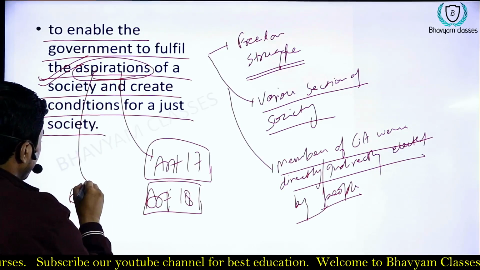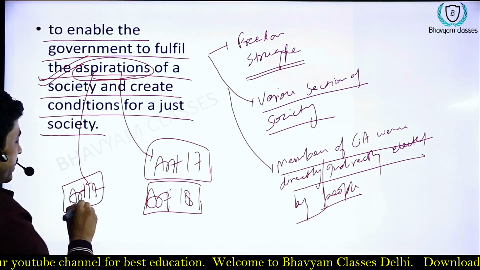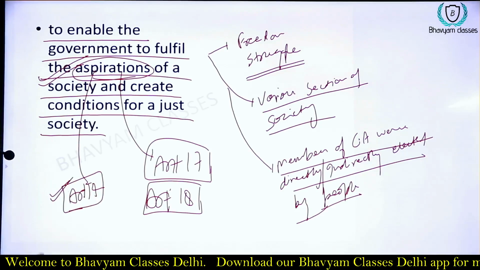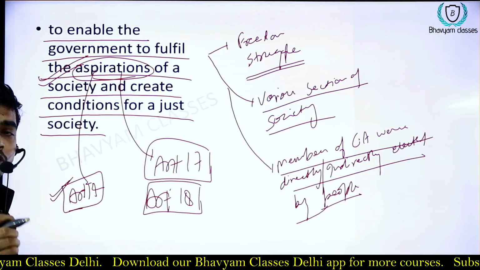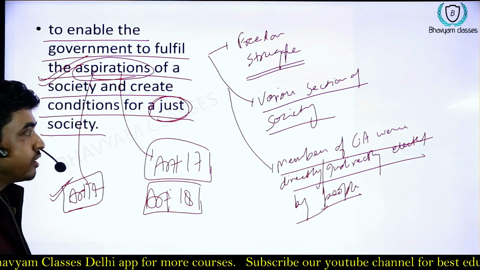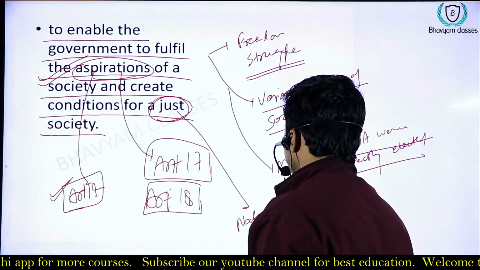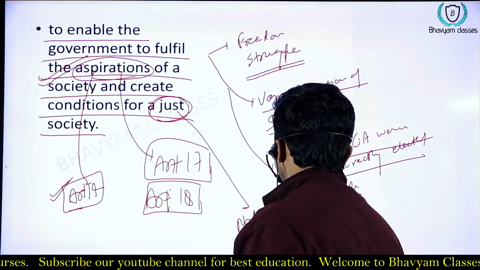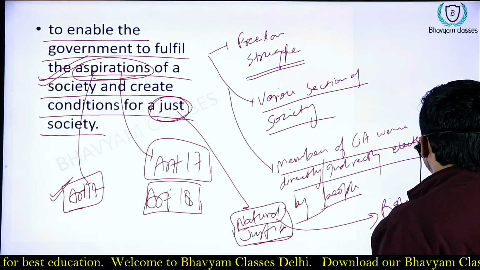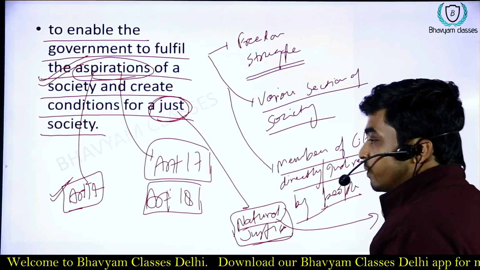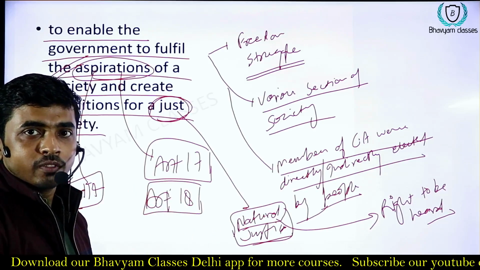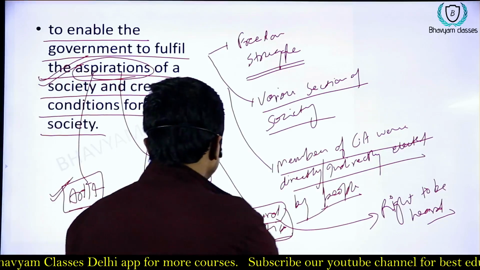Like Article 14 says that there should be equality, equal opportunity, etc. Article 14 talks about equality in the society. So that shows the aspiration of the society, and the constitution wants to create a just society. Just means that natural justice should be there. What is the meaning of natural justice? The right to be heard. That means every person has the right to be heard. Before giving them punishment, you should hear their side. So that is the meaning of natural justice.